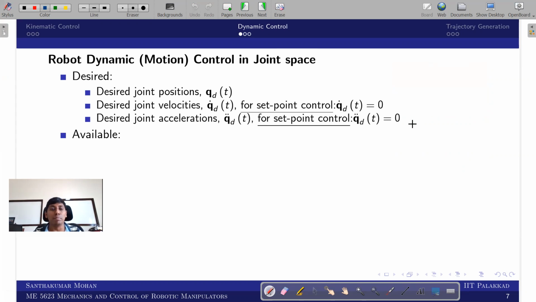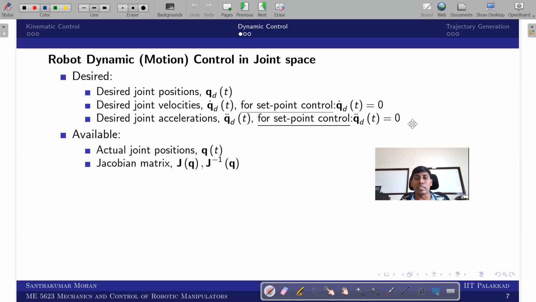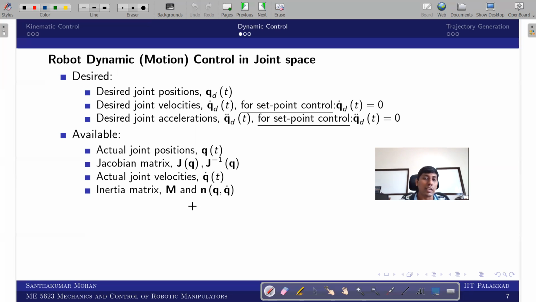It is a second order system, where the actual joint position and actual joint velocity would be available. These are easily available. Further, I assume that the Jacobian matrix and its inverse are available. I'm trying to make the second order error dynamics go to zero, in the sense of stable nature. For that, I am assuming that the inertia matrix and the other effect n of q comma q dot are also available.